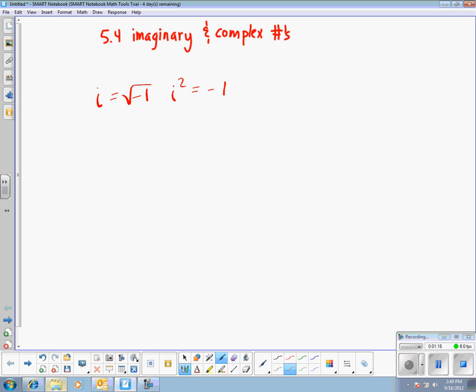A complex number, we talked on I think the first day of school, is in the form a plus bi. And a is the real part and b is the imaginary part. So really all numbers are complex. The number 4 is 4 plus 0i. And all imaginary numbers like 3i, that's complex also. That would be 0 plus 3i.